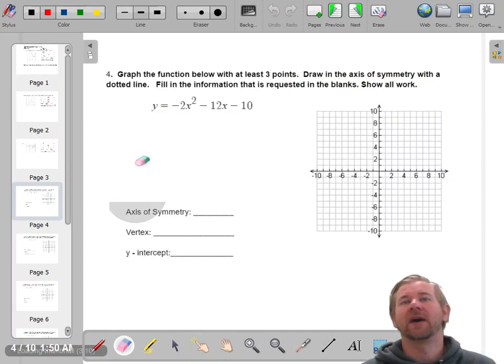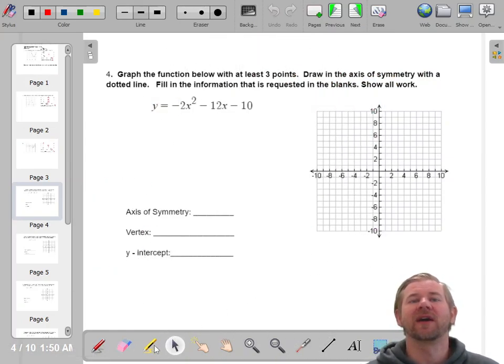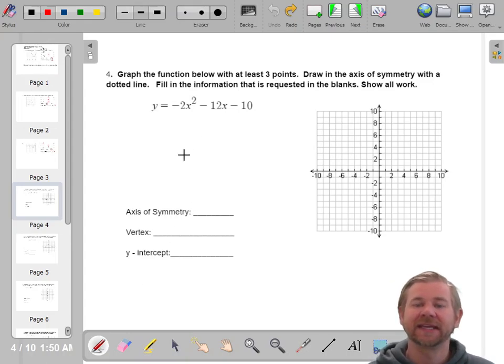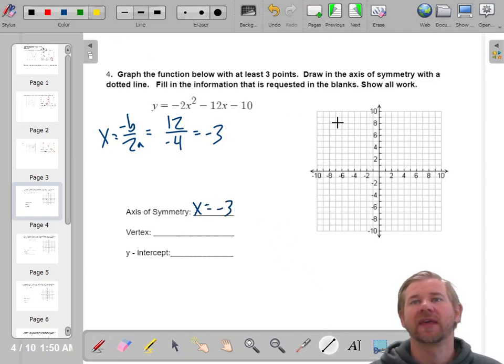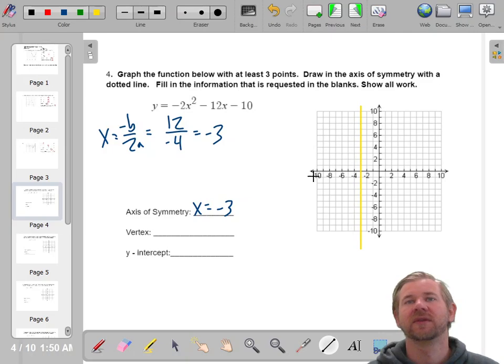All right. Now, we'll graph, and specifically this is in standard form. So in standard form, we're going to start off by taking the axis of symmetry. The formula for axis of symmetry is the opposite of b over 2a. The opposite of negative 12 is positive 12, and 2 times negative 2 is negative 4. So the axis of symmetry is negative 3. X equals negative 3. And I'll draw that with a dashed line passing through negative 3.